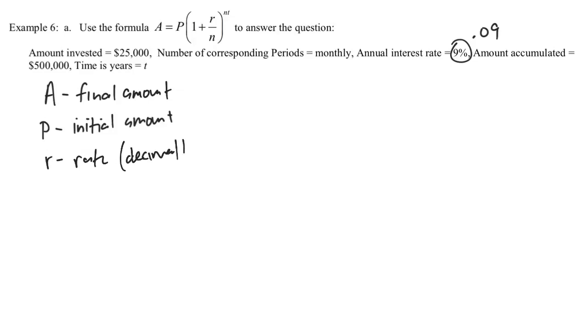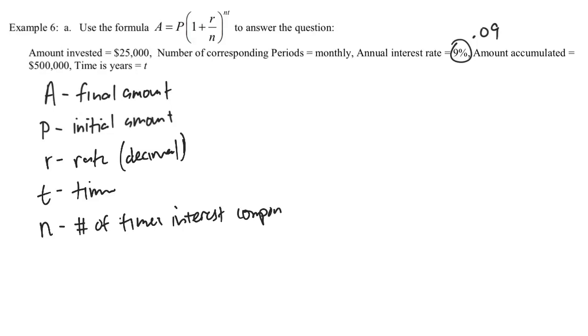And so just make sure that you do that on every problem, otherwise you're going to get some really goofy answers. T is your time. And for this particular problem, there's also this N. And N represents the number of times that interest compounds in a year. And different accounts are going to have different numbers of times that interest compounds in a year.